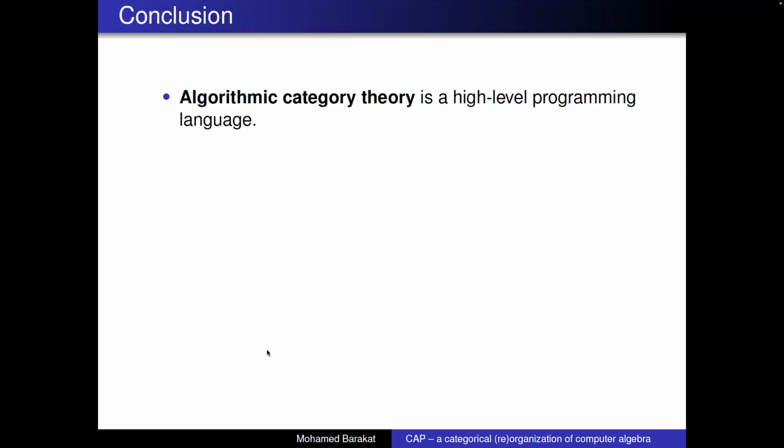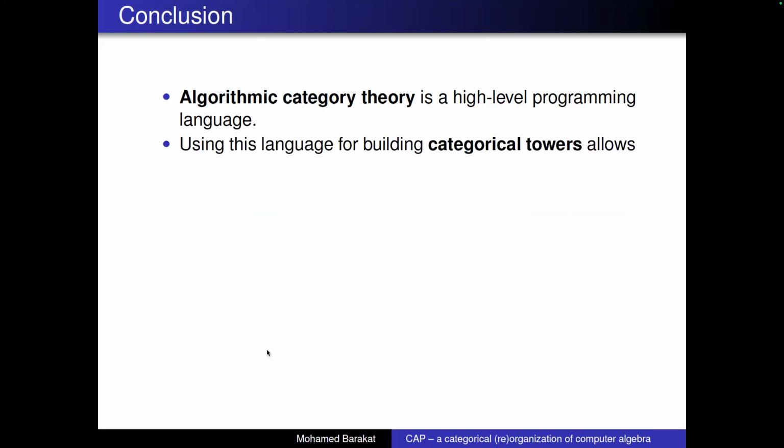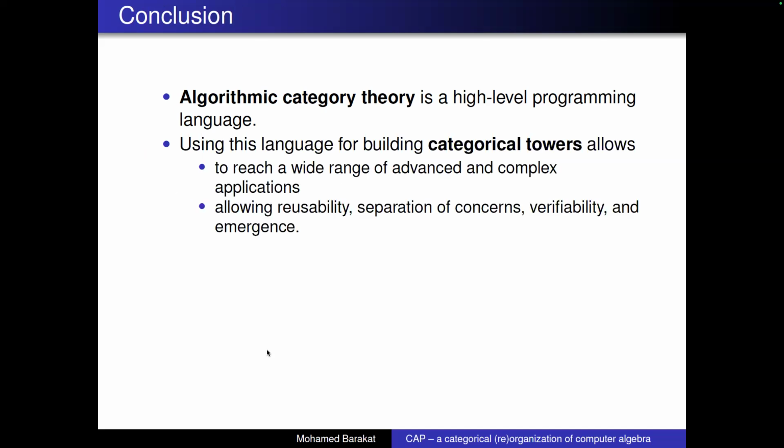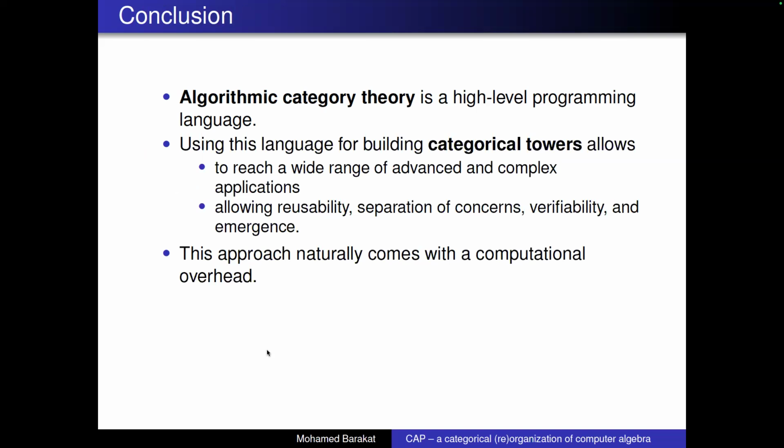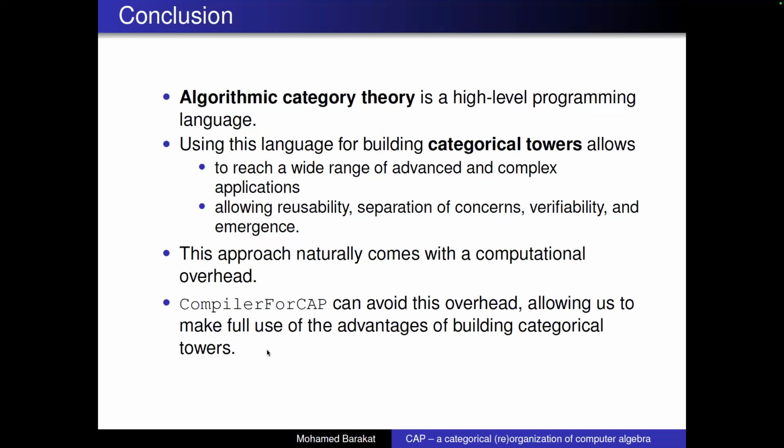So this is my conclusion. Algorithmic category theory is a high-level programming language. If you take it seriously, using this language for building categorical towers allows one to reach a wide range of advanced and complex applications, allowing reusability, separation of concerns, verifiability, and emergence in a substantiated way. And this approach naturally comes with a computational overhead, as expected, because it's so elegant. And a compiler for CAP can avoid this overhead, allowing us to make full use of categorical towers.